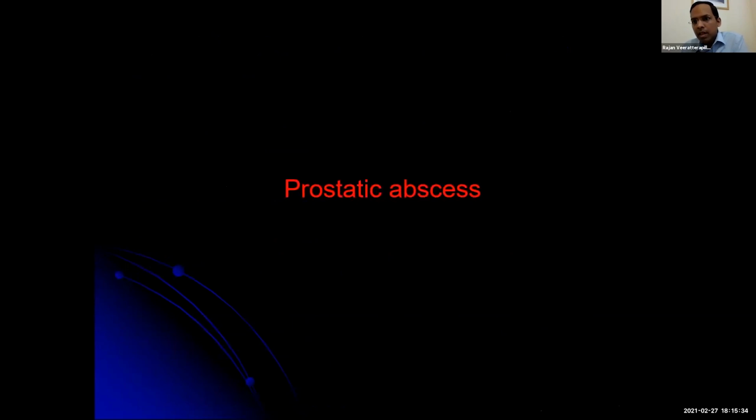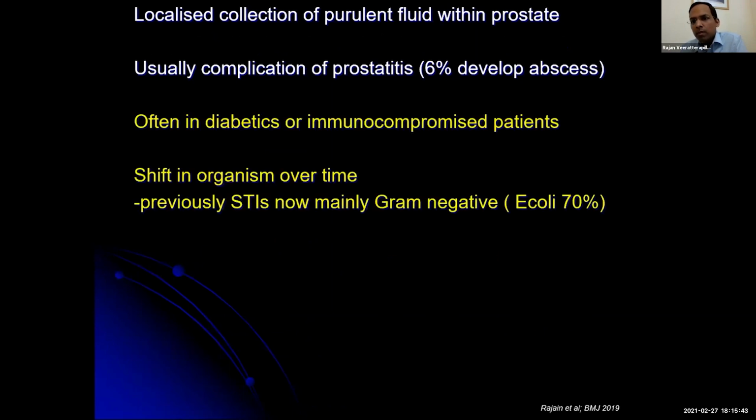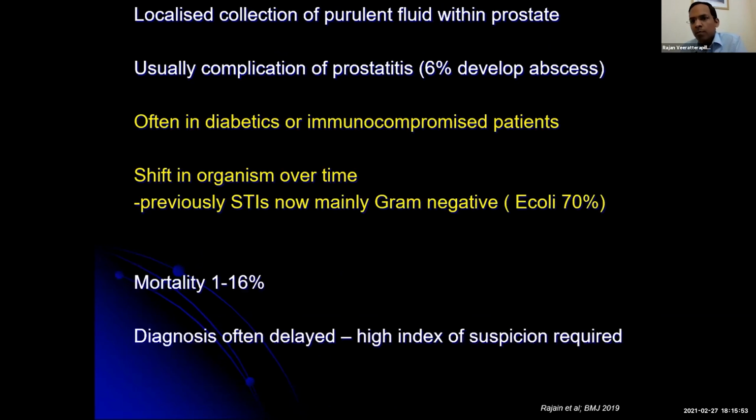Prostatic abscess, this is the last condition. So this is a localized collection of pus or purulent fluid within the prostate. It's usually a complication of prostatitis, seen in diabetics and immunocompromised patients. There has been a bit of a shift in the organisms we've seen over time. Before it was mostly associated with sexually transmitted infections, whereas now it's mainly gram-negative organisms that drive this process.